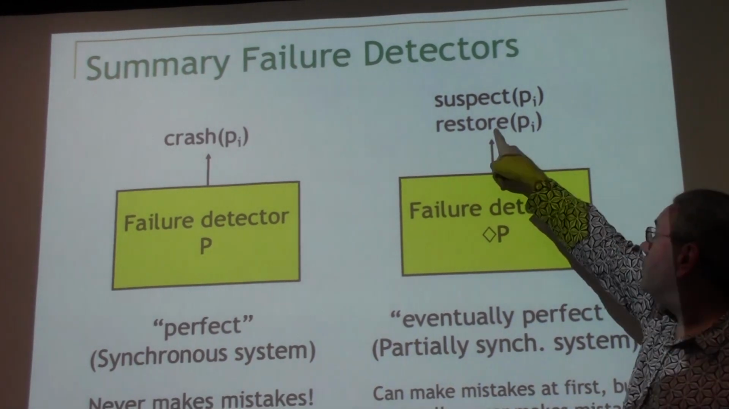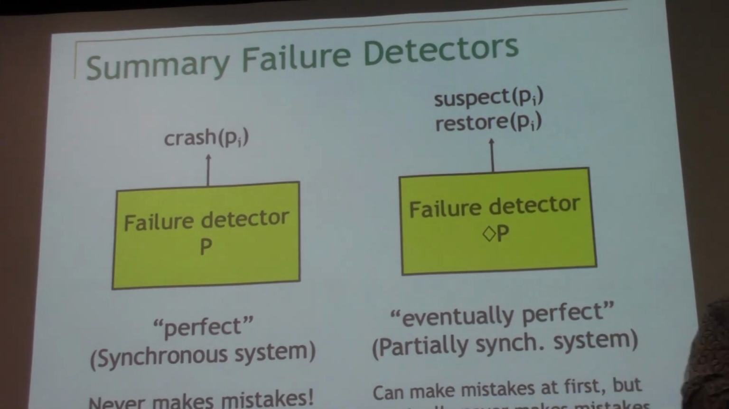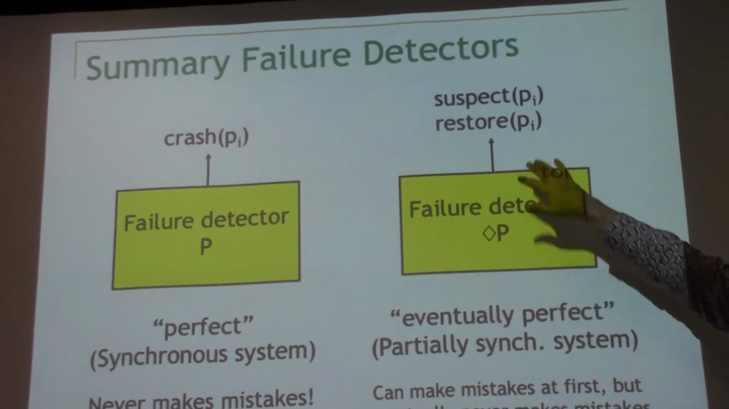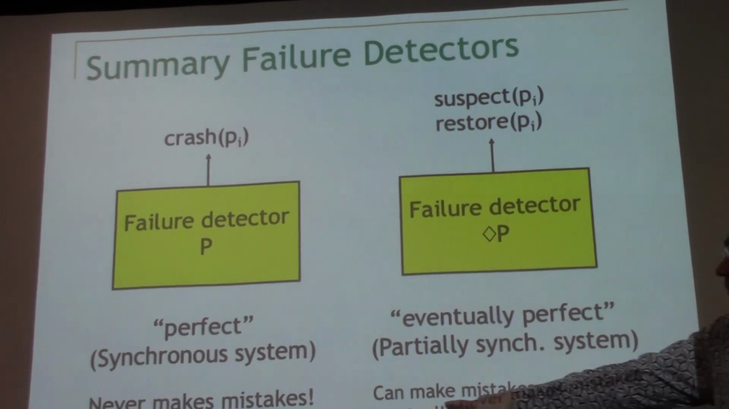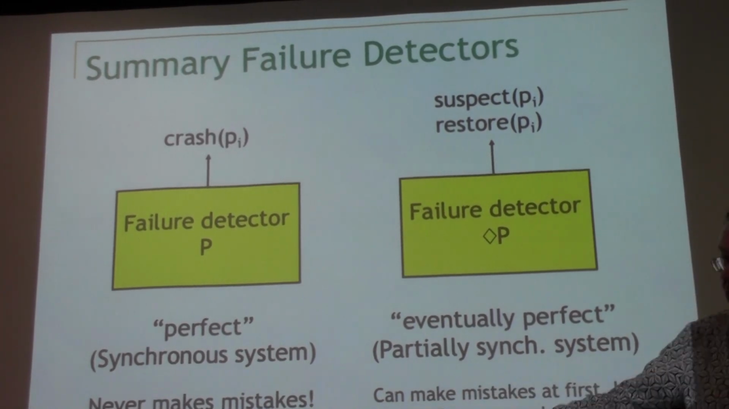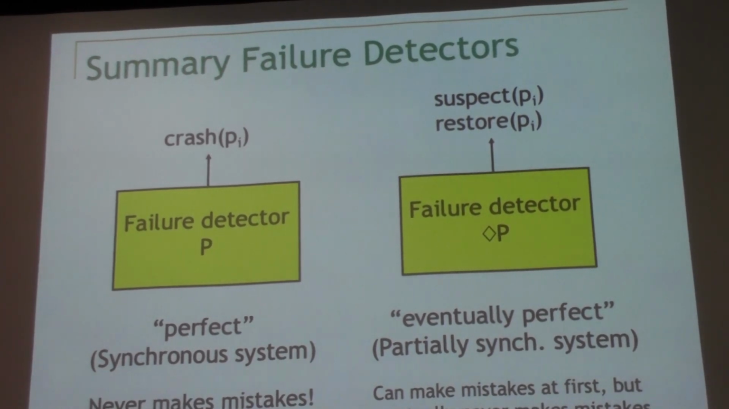This one sends two kinds of messages, suspect and restore messages. If it suspects a node to be failed, it will send a suspect message. But maybe it makes a mistake. So if it thinks, actually P1 did not fail, then it will send a restore message later. So it starts out by making mistakes. But because it's running on a partially synchronous system, it starts out making mistakes, but eventually, I really like that word, eventually, it never makes mistakes anymore.